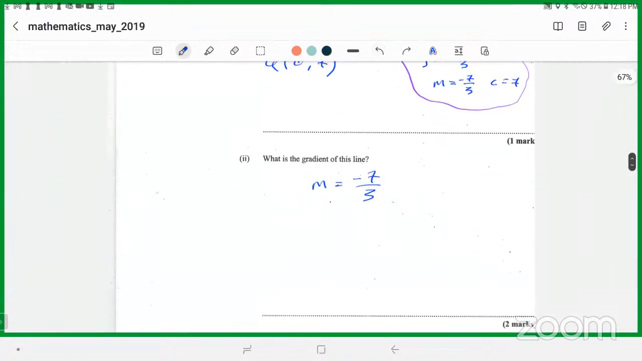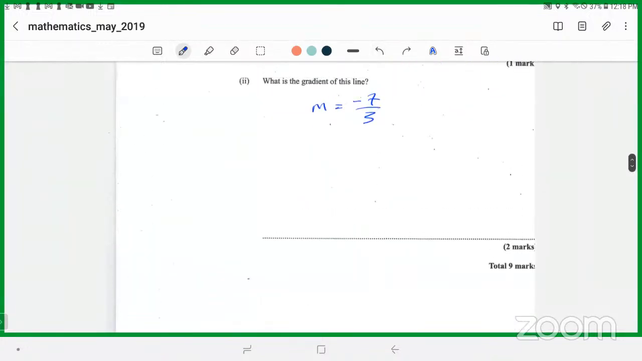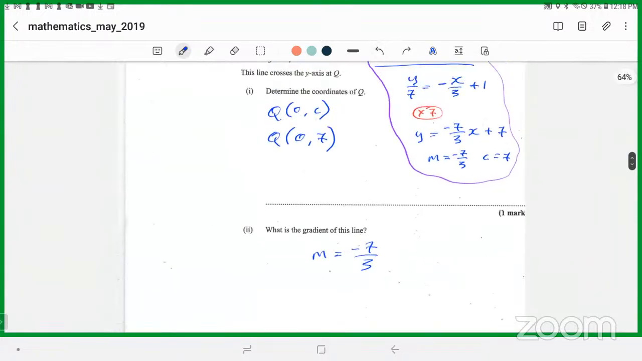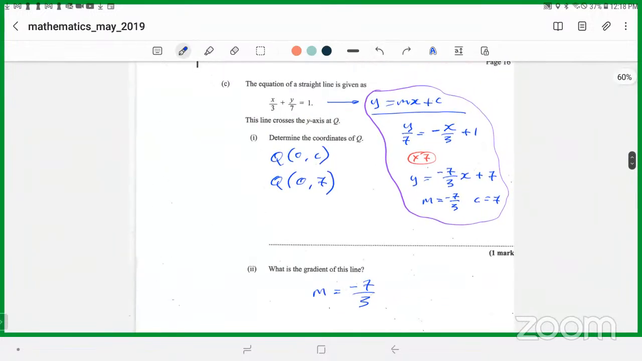Let's see what else it wants us to do. The whole question is done, that is all. So this is a question about putting the equation in the standard form so we can see the gradient and see the y-axis intercept. Okay with that? Yes, sir. All right, then.